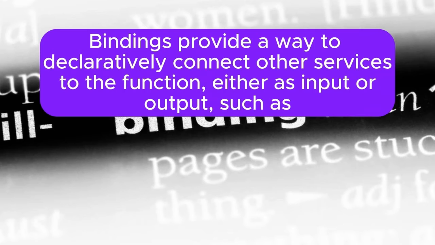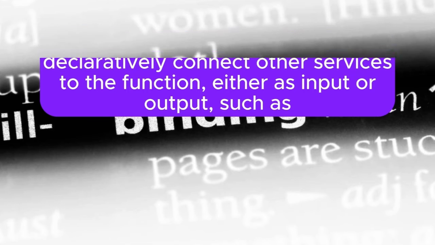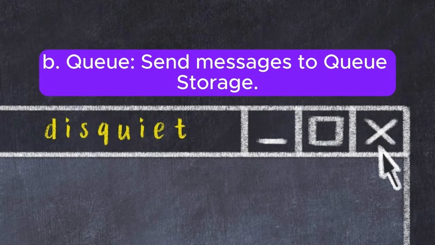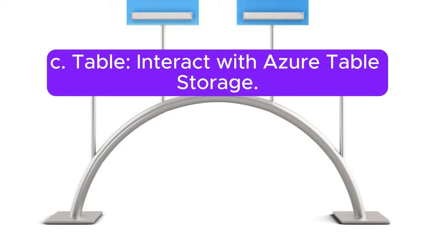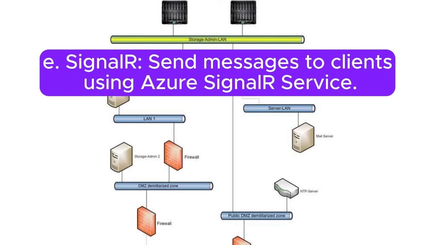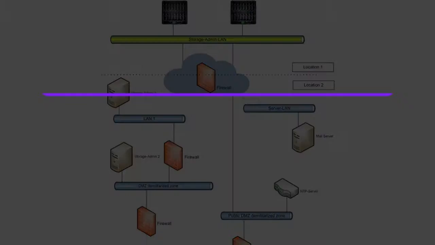Bindings provide a way to declaratively connect other services to the function, either as input or output, such as A. Blob. Read from or write to blob storage. B. Queue. Send messages to queue storage. C. Table. Interact with Azure Table Storage. D. Cosmos DB. Connect to Azure Cosmos DB. E. SignalR. Send messages to clients using Azure SignalR Service.